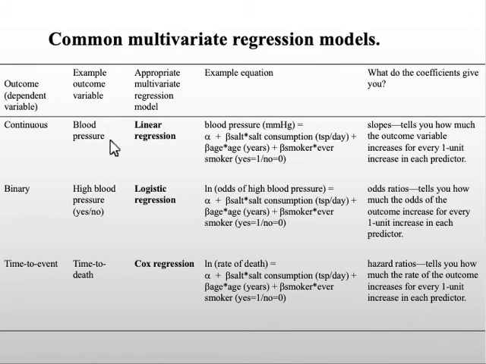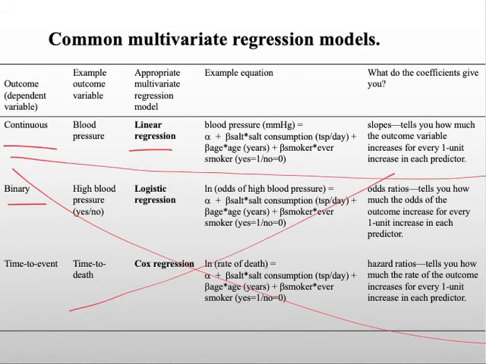So when we look at common multivariate regression models, we use linear regression if we have a continuous outcome variable. We use logistic regression if we have a binary outcome, zeros and ones on everything. And then we use the time-of-event Cox regression model for time-of-event things. So if we're looking at the time it takes someone to drop out of school, if they have a specific disability or something like that, we would use Cox regression. But again, we're not focusing on these things. We're focusing on this thing.